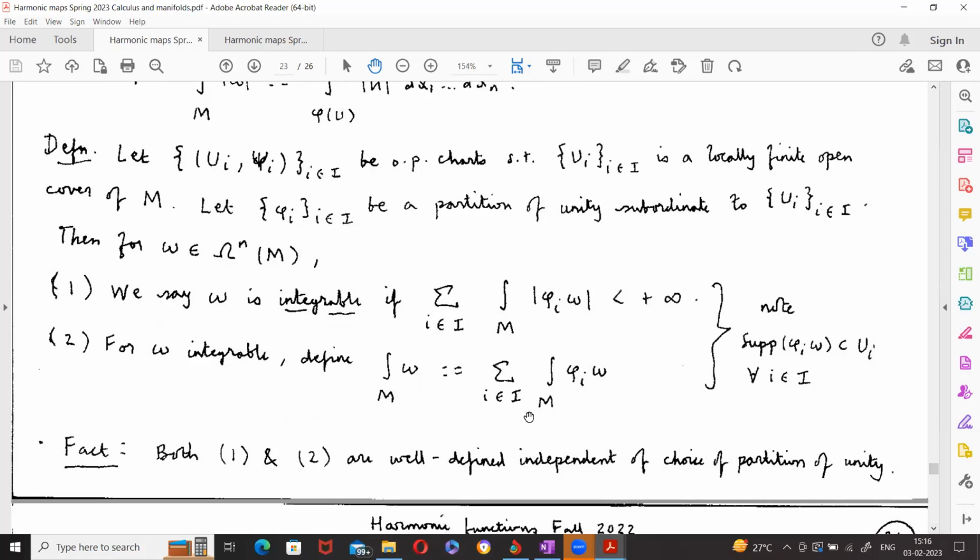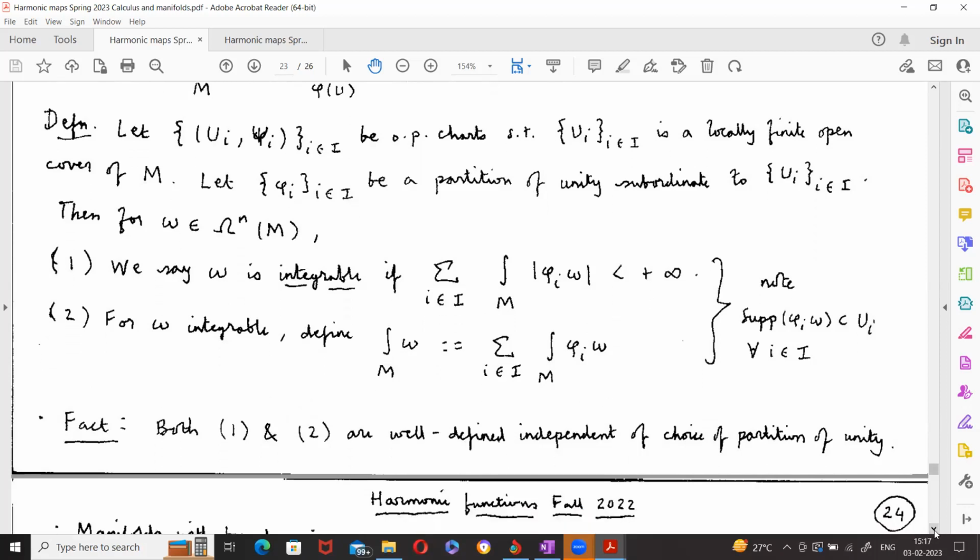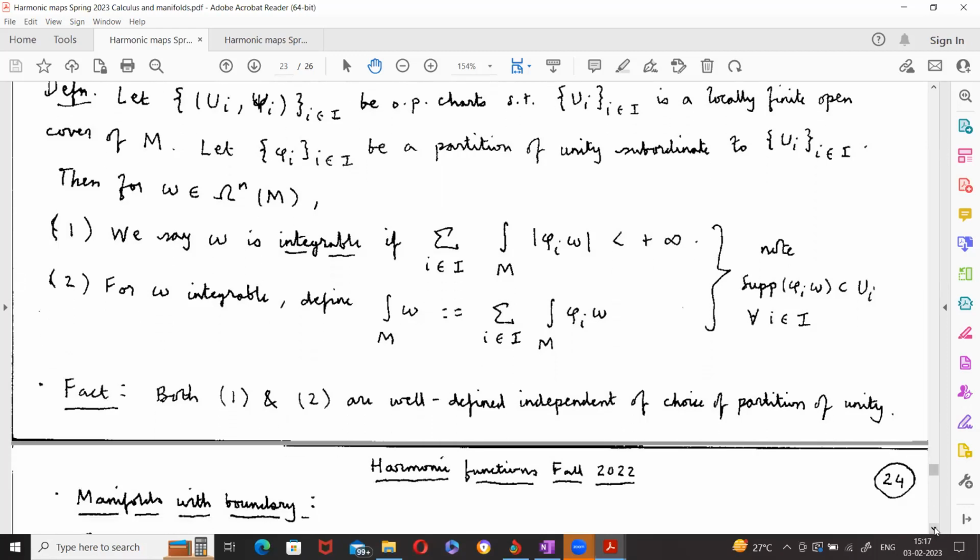Okay, so the fact is that this definition of integrable form is independent of the choice of partition of unity. And this integral of omega using this partition of unity is again independent of the choice of partition of unity. Fine. So that defines the integral of an m-form over an n-manifold. All right.